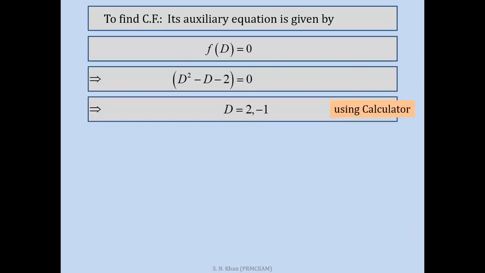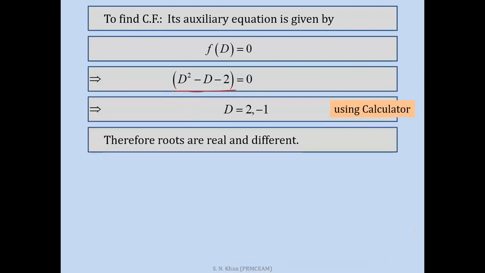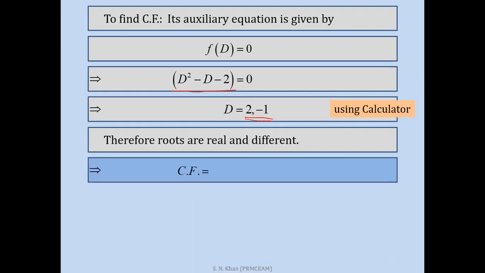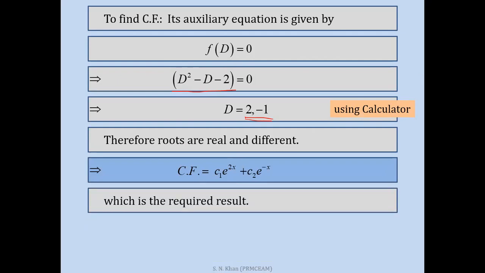And again, we have to use calci for calculating these roots. Manually भी कर सकते हैं, but उसमें time ज़्यादा जाएगा और wrong होने के chances रहेंगे. So always use calci. So we will get here D equal to 2 and minus 1. So therefore roots are real and different. Both roots are real, imaginary term is not present, and both are different also. So CF will become CF equal to C1 into e to the power twice x for the first root plus C2 into e to the power minus x for the second root, and which is the required CF. Okay. So this is the way for getting CF of any differential equation.